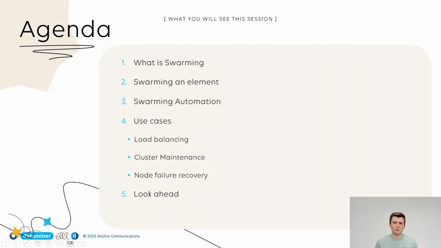First of all, we'll talk about what is swarming, why does it exist, what problem does it solve. Then we'll talk about swarming an element manually. Next, we'll talk about the automation capabilities. This is where the real power of swarming lies, and some use cases using this automation. Finally, we'll wrap up with a look at what's to come for future swarming development.